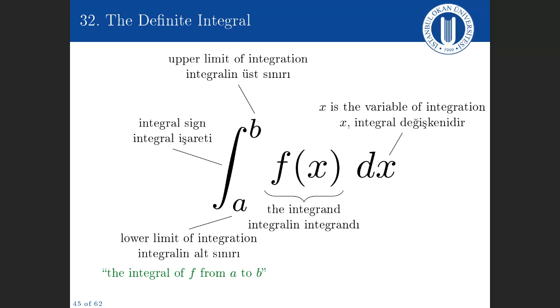Two more things here. We have numbers a and b, which tell us which interval we're dealing with. The a at the bottom is called the lower limit of integration, and the b at the top of the integral sign is called the upper limit of integration. And we read this as the integral of f from a to b.